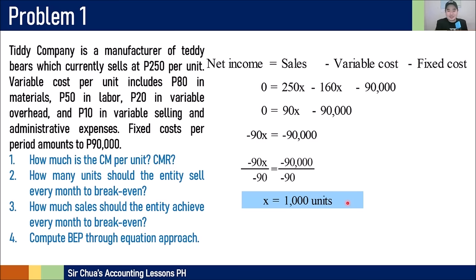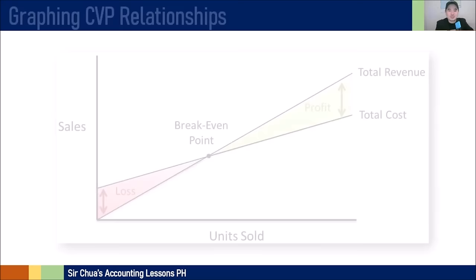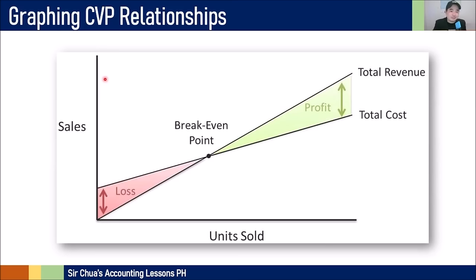that you were able to understand from that perspective, and let's continue adding up with your learning, paano naman po mag-graph ng CVP relationship. Ganito po mag-graph ng ating CVP relationship. Dito po sa x-axis nyo po ilalagay si number of units sold, and your sales and cost prices naman po will be in the Y-axis. Okay.